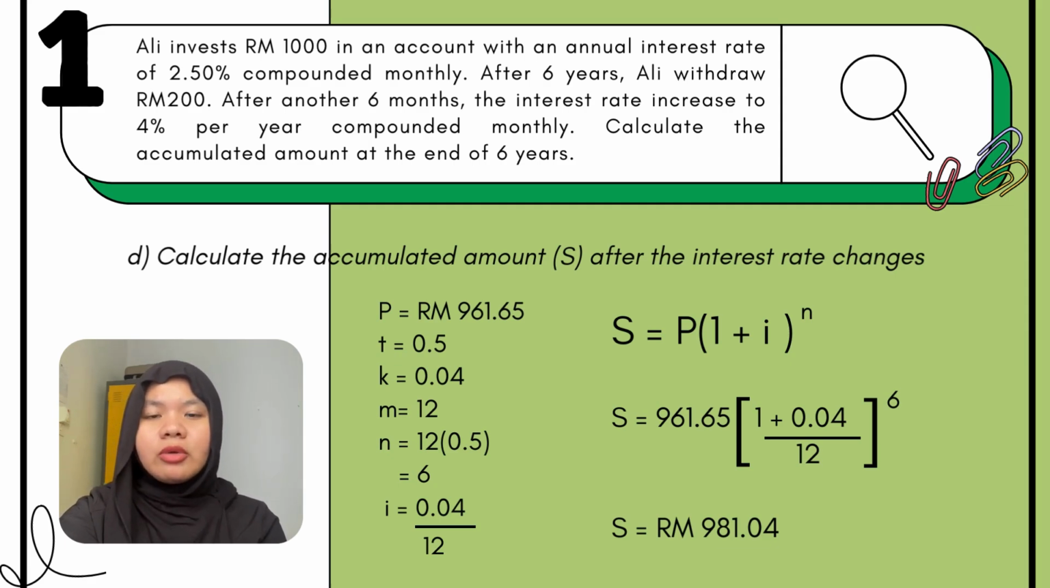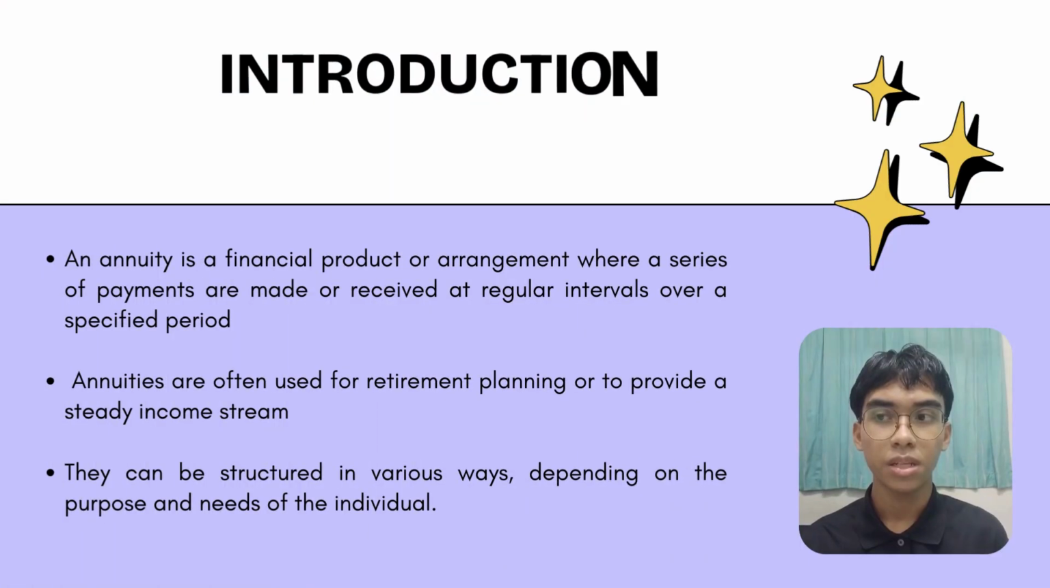So we use the formula S equals P bracket 1 plus i bracket power of n. 961 ringgit and 65 cents bracket 1 plus 0.04 divided by 12 bracket power of 6. So the answer is 981 ringgit and 4 cents.